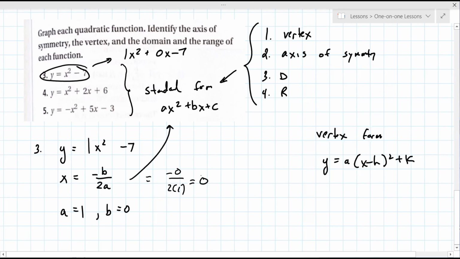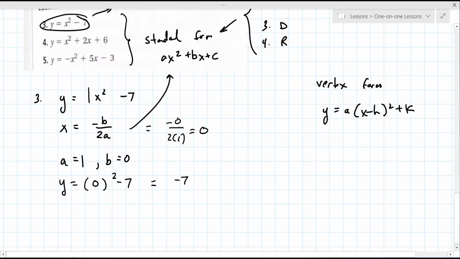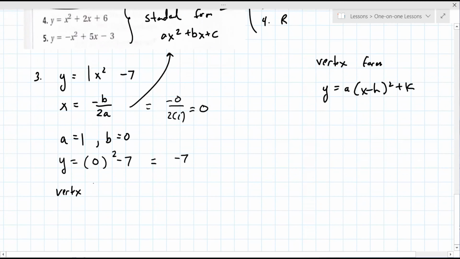Is that clear? So that's the h value. That's the first part of the vertex. The y value of the vertex you get from putting this value of 0 back into the original function. So 0 squared minus 7, which ends up being minus 7. So you have a vertex of 0 comma minus 7.